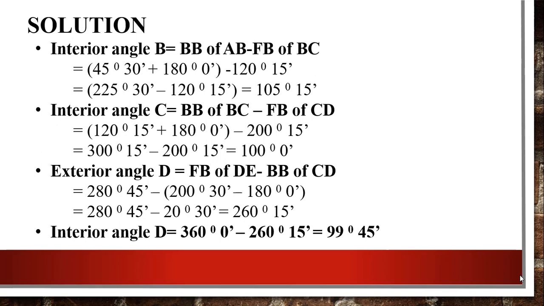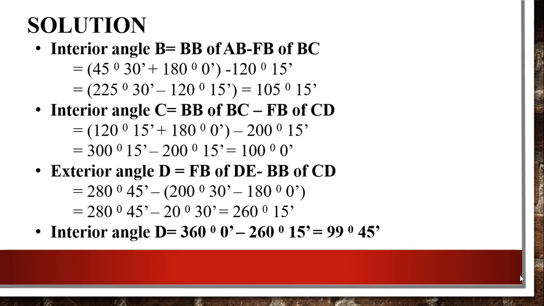and you will get the interior angle B. Similarly, for getting the interior angle C, first of all you have to obtain the back bearing of BC. So for obtaining the back bearing of BC, you have to add 180 degree to the forebearing value. Here the forebearing is given as 120 degree 15 minutes, which is less than 180 degree. Then for getting the back bearing, you have to add 180 degree 0 minutes. So the answer obtained is 300 degree 15 minutes. Now deduct the forebearing of CD, that is 200 degree 30 minutes, and you will get the interior angle C as 100 degree 0 minutes.